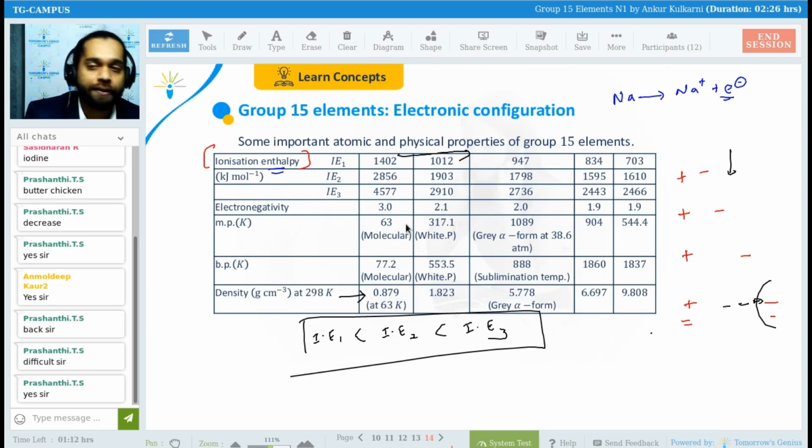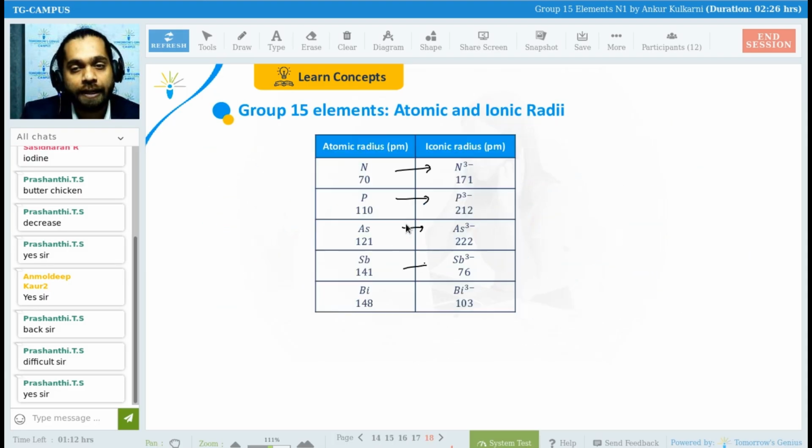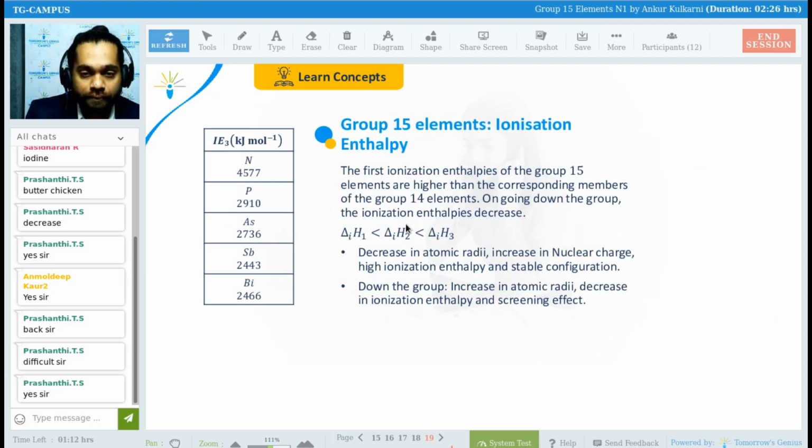Can anyone tell me what is electronegativity? Yes, we all know as you go down the group, we have seen in fluorine, chlorine, bromine, iodine, electronegativity decreases. That is the same followed over here also. As you go down the group, electronegativity decreases. But what exactly is electronegativity?